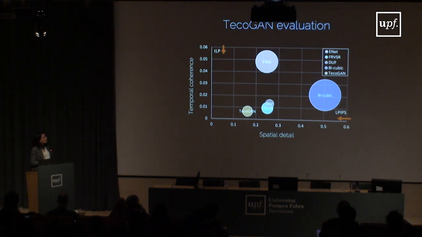And here, the size of these circles represents the number of parameters that the models have. So you can see that our model is also pretty small. This is because we tried to use a separate spatial and temporal discriminator, but we found out that we can fuse these two and use a single discriminator to perform both tasks while still keeping the model rather small.